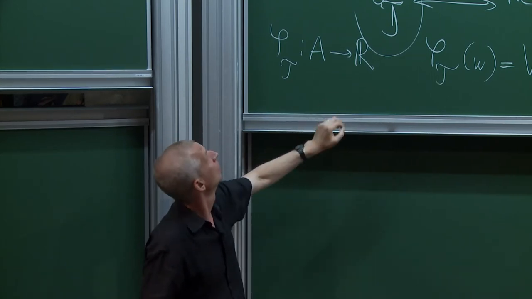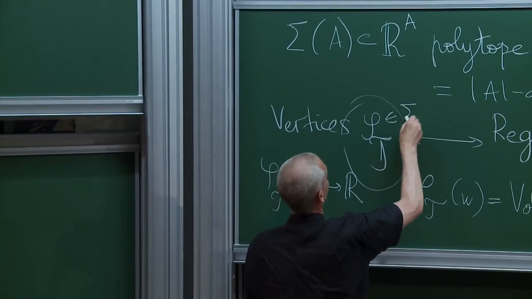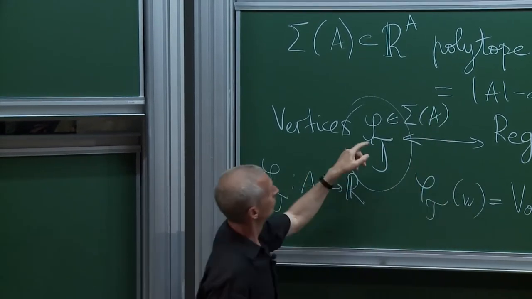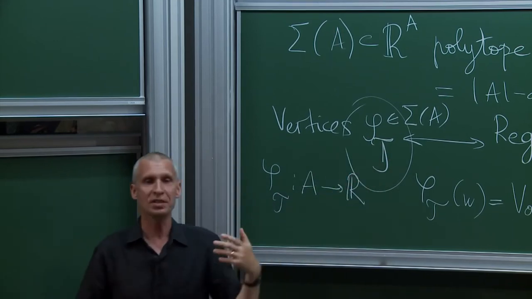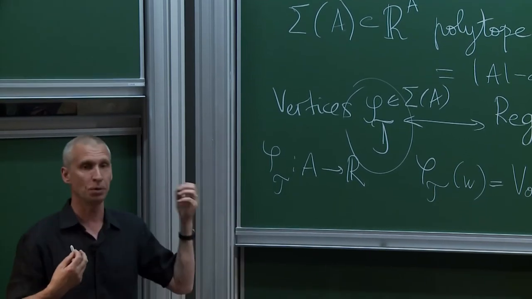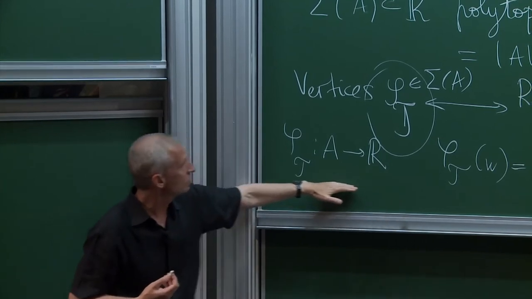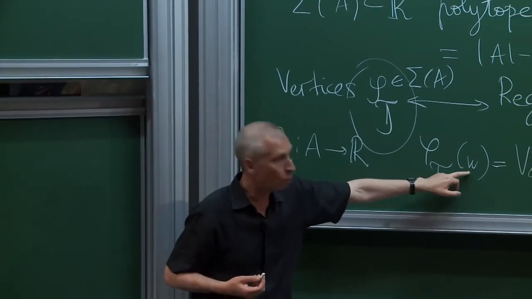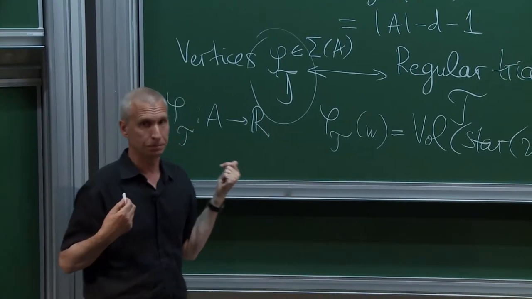It's the vertices of a polyhedron, right? No, vertices of sigma of A, elements of functions on A. Yes, so the polytope is in the space of functions on A. Okay, so each vertex is an individual function on A. To each triangulation, we can associate an individual function, which to every point associates the volume of the star of this point.